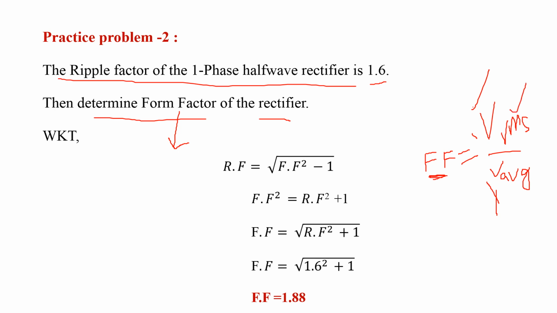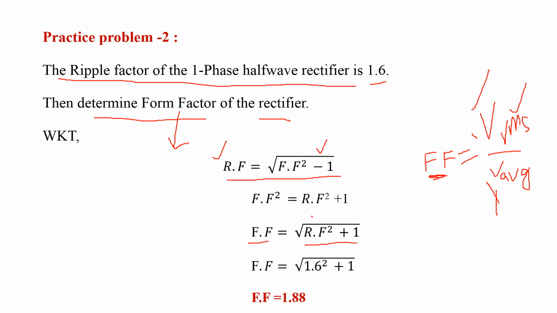So we have to go for one more formula which gives the relation between ripple factor as well as form factor. In rectifiers we know this formula that gives the relation between ripple factor and form factor: ripple factor is equal to square root of form factor square minus 1. Just square on both sides and find out the form factor. Then form factor is equal to square root of ripple factor square plus 1.